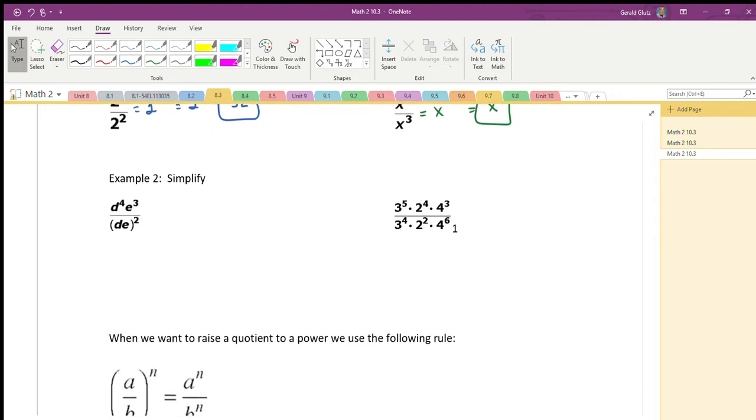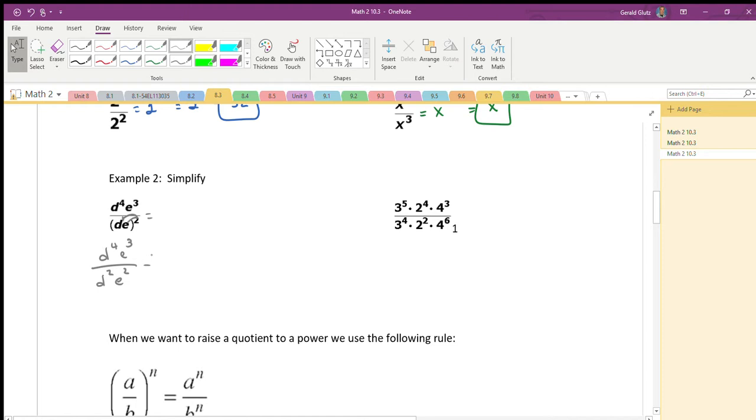In example 2, it gets a little trickier. So we have multiple variables. So I have d to the 4 and d to the 1. So that would be d to the 4 minus 1. And then e to the 3. Oh, excuse me. I need to do this: the 2 gets distributed to both the variables. So I should have d to the 4th times e to the 3rd divided by d squared e squared. So let's start that over.